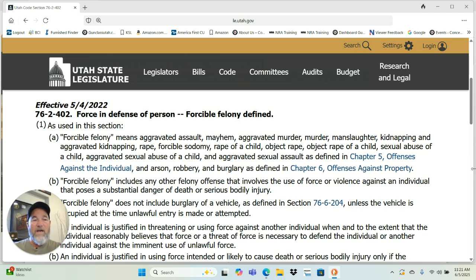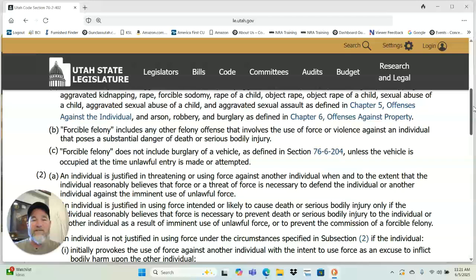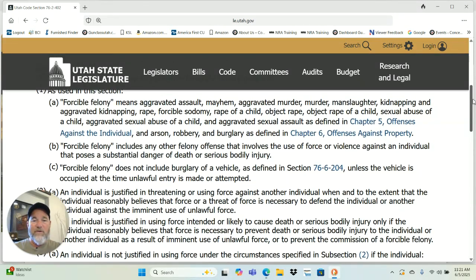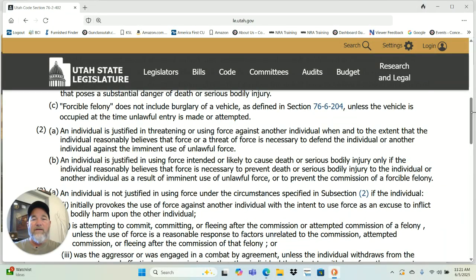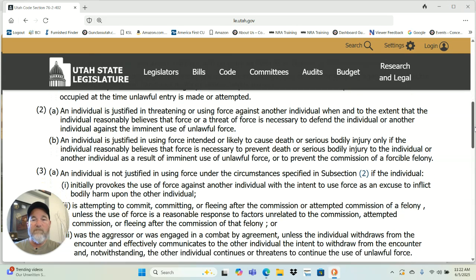Forcible felony includes any other felony offense that's not listed that poses a substantial danger of death or serious bodily injury. C, the legislature wants to make it clear that forcible felony does not include burglary of a vehicle unless it is occupied at the time the unlawful entry was made or attempted.